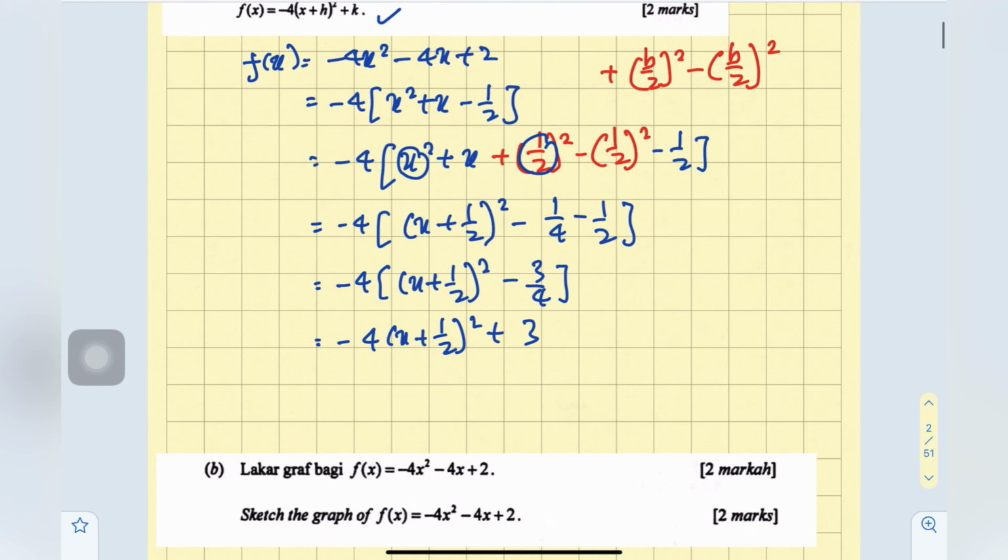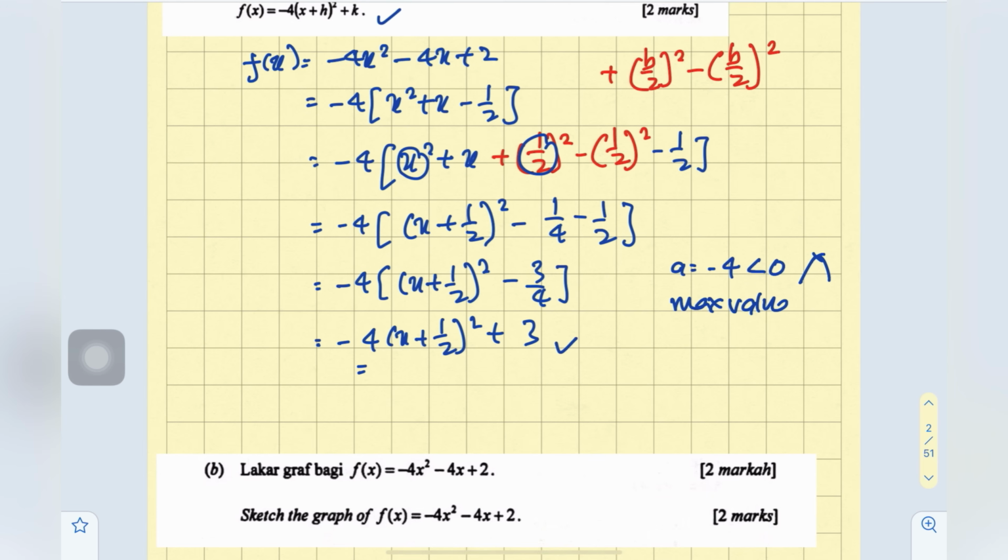Okay, question B. Sketch the graph of f(x) equals negative 4x squared minus 4x plus 2. Actually from the vertex form, we can identify the shape of the quadratic function. This one is the value of a. So a is negative 4. Negative 4 is less than 0, meaning that it is a set curve, so we have a maximum. The maximum value is this one, which is equal to 3.